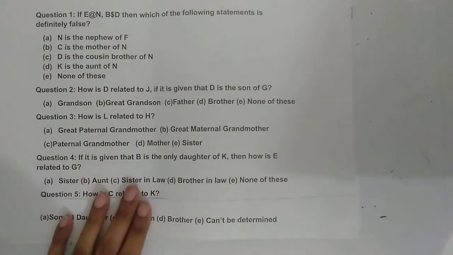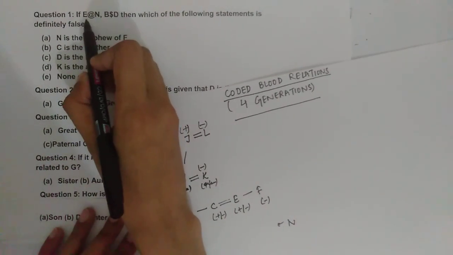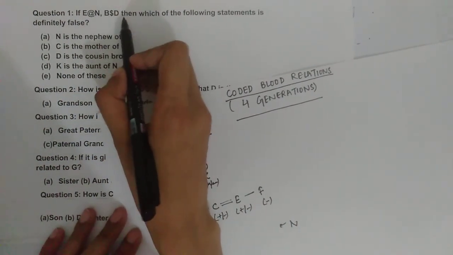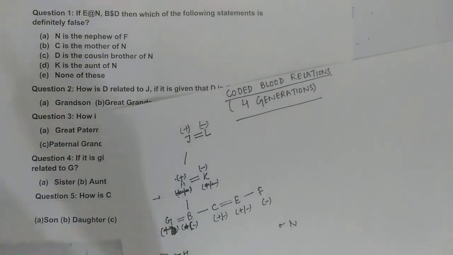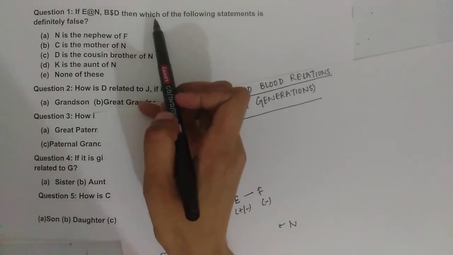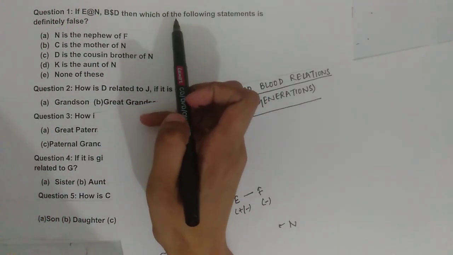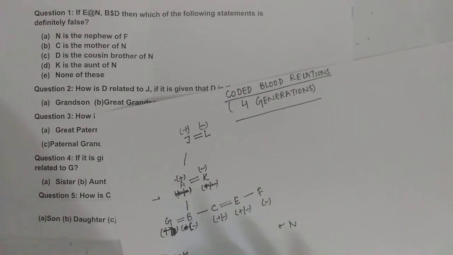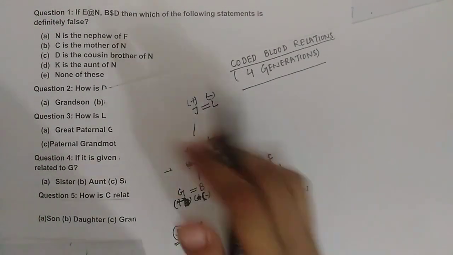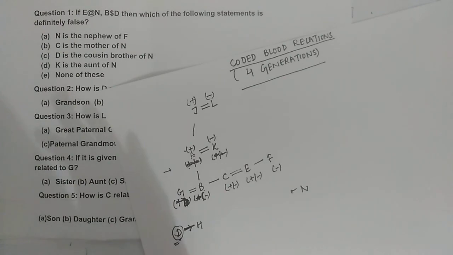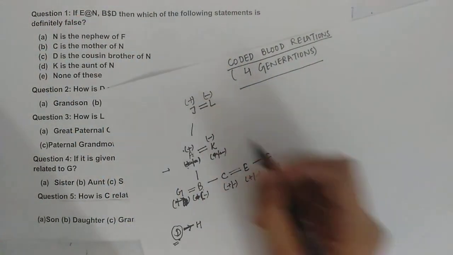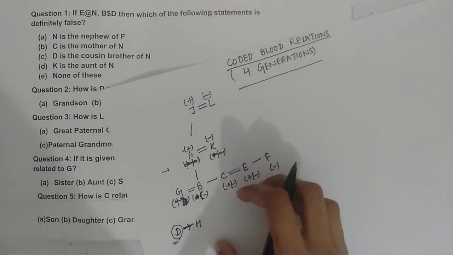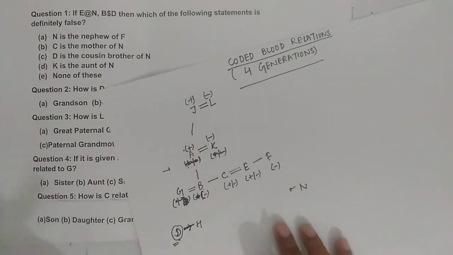See the first question. If E at the rate N, B $D, then which of the following statements is definitely false? Now listen to me carefully. If conditions are given in the questions separately, you don't have to make changes in this diagram. Conditions are given in the questions separately, so you don't have to confuse with this diagram. Don't make these first question's conditions over here. Fine. Keep this in mind.